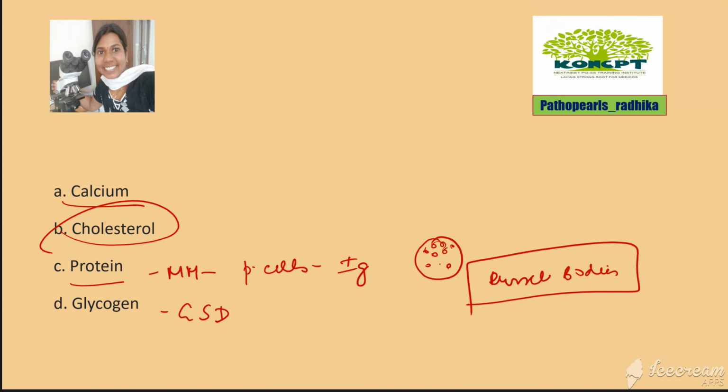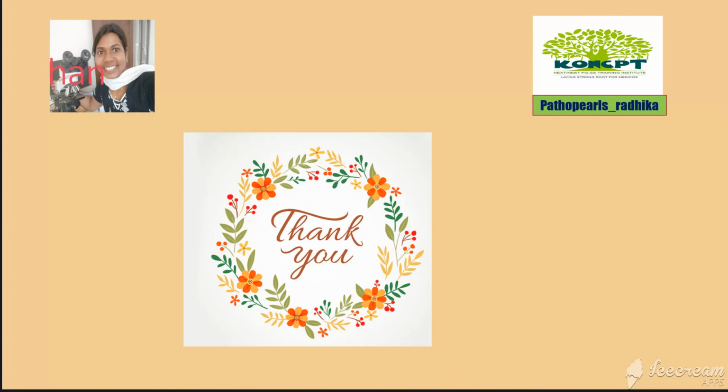Okay, so calcium accumulates and causes porcelain gallbladder, whereas when you have accumulation of cholesterol, we call it cholesterolosis or a strawberry gallbladder. Protein can accumulate in other parts of your body, in immunoglobulin-containing cells, these Russell bodies, whereas glycogen accumulates in glycogen storage disorders. Okay, thank you.